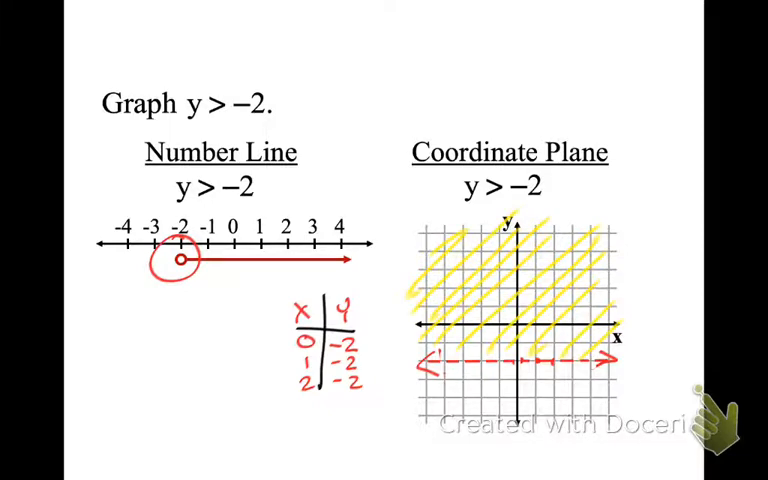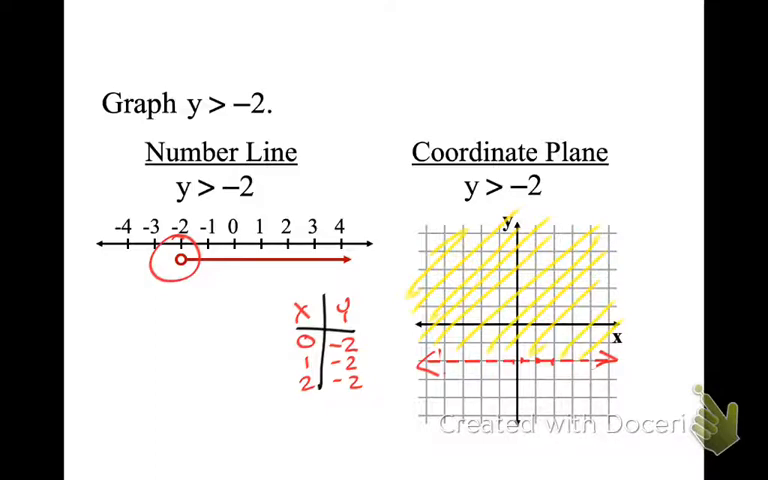Wouldn't it be different for greater than or equal to? Because then that could equal. If it were equal to, the boundary line would be solid. If it's just greater than or less than, it's dashed. Oh, I see. It's the boundary line that changes.